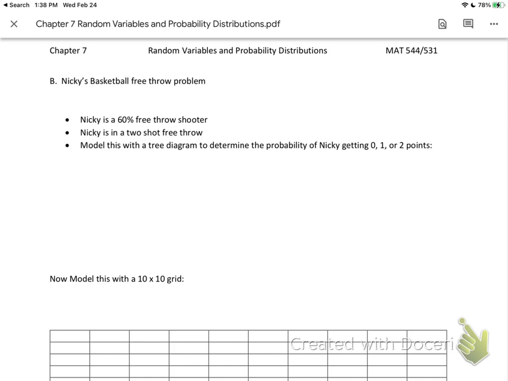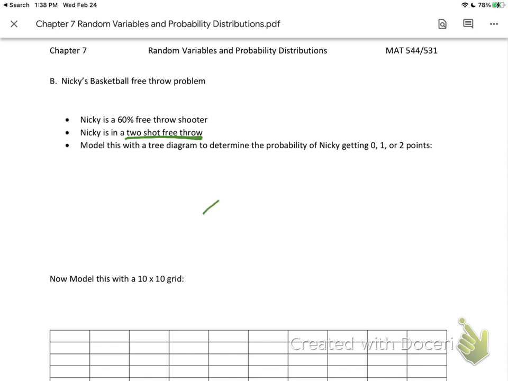But now this time, she is in a 2-shot free throw. So it's not 1 and 1, it's 2. So she must have been fouled while taking a shot. So model this with a tree diagram to determine the probability of Nikki getting 0, 1, or 2 points.